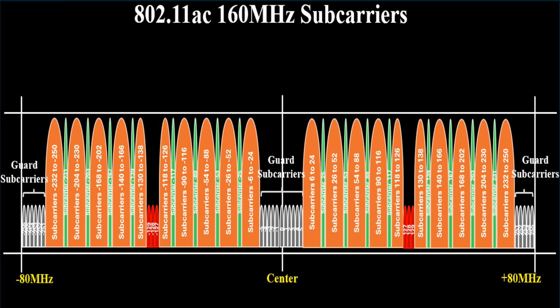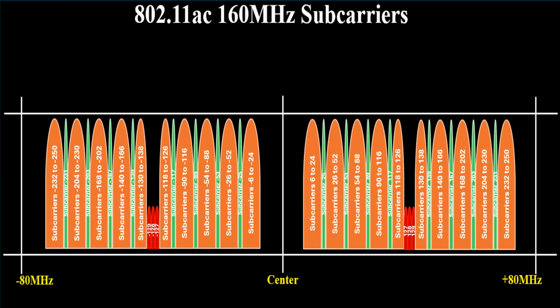Guard subcarriers. The first 6 and the last 5 subcarriers per 80 MHz channel, totaling 22, are guard subcarriers used to reduce interference from adjacent channels. A guard subcarrier carries no data.